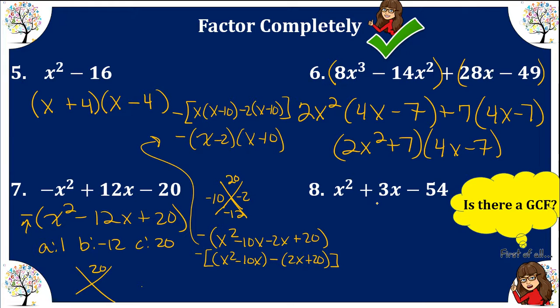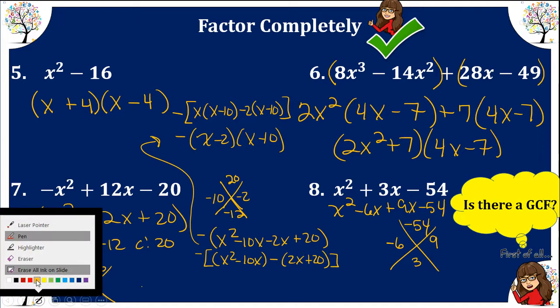Here, there's no GCF, so let's use our graphic organizer. A times C, and then I have 3. So negative 54. Let's think of the factors of 54. So we have 6 and 9, I think will work. So 6 and 9, and the 6 needs to be negative to give us a positive 3. So we're going to rewrite x squared minus 6x plus 9x minus 54.